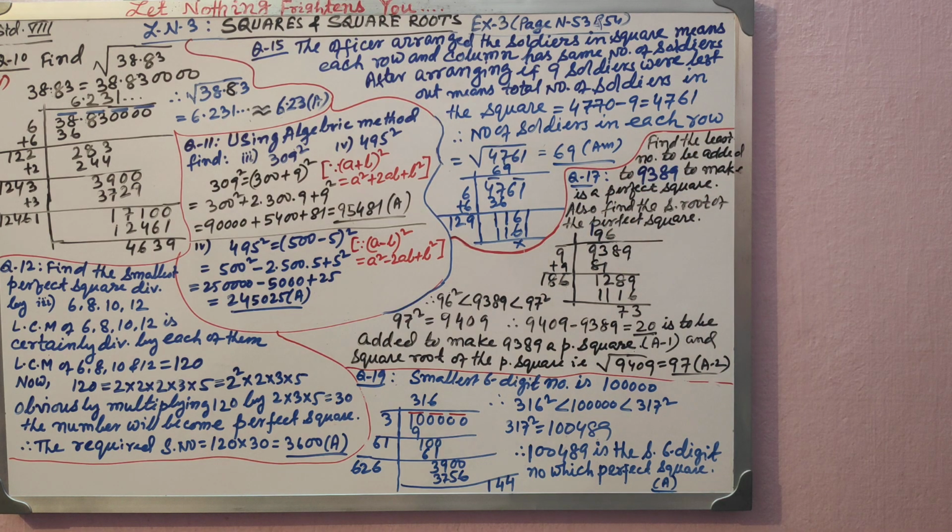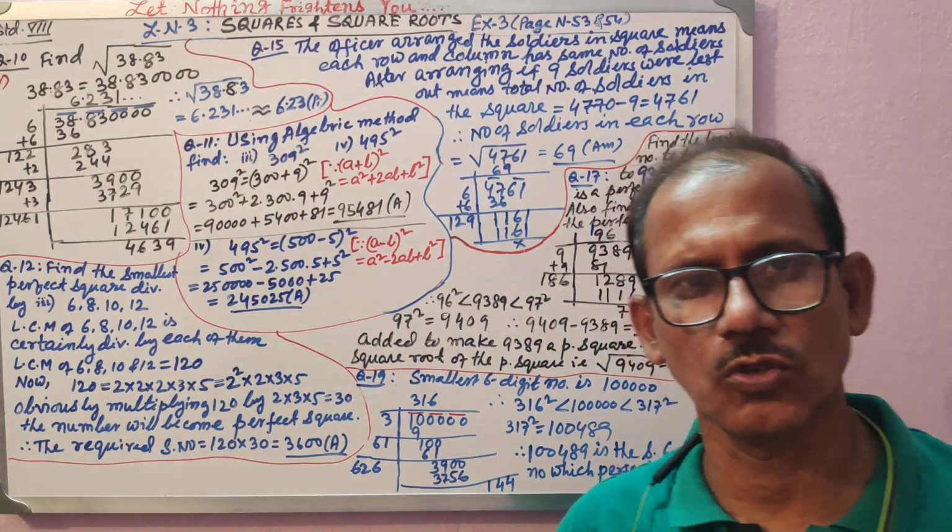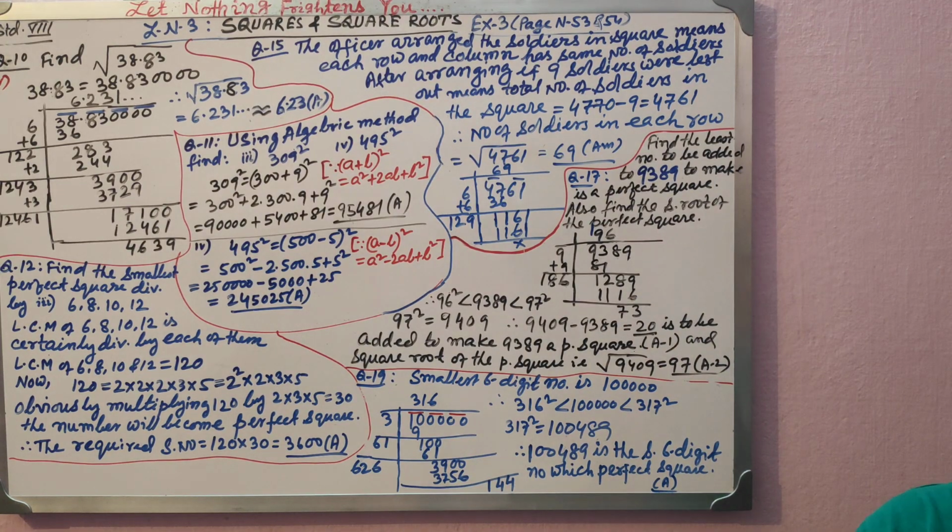Moving on to question number 17. Question number 17 is a very nice question. How much will you add to a number to make it a perfect square, the least number to be added to make a number a perfect square. I have taught you already, in question number 9 or so, how much to increase, how much to decrease, how much you should add, how much you should subtract. That procedure you need to follow.